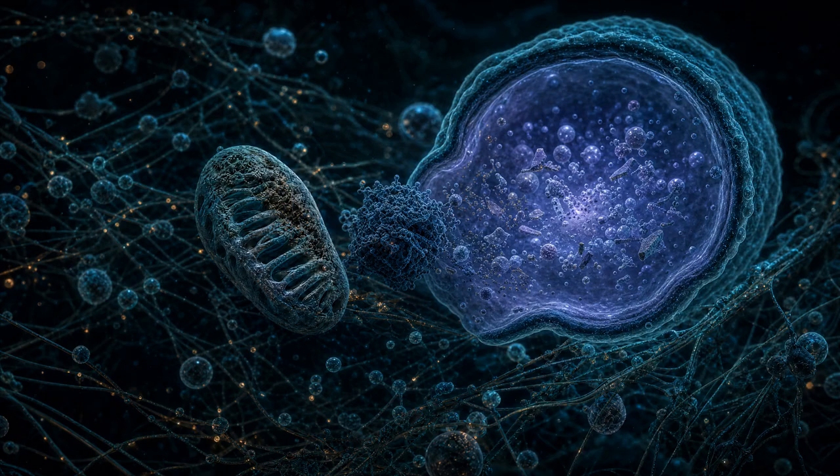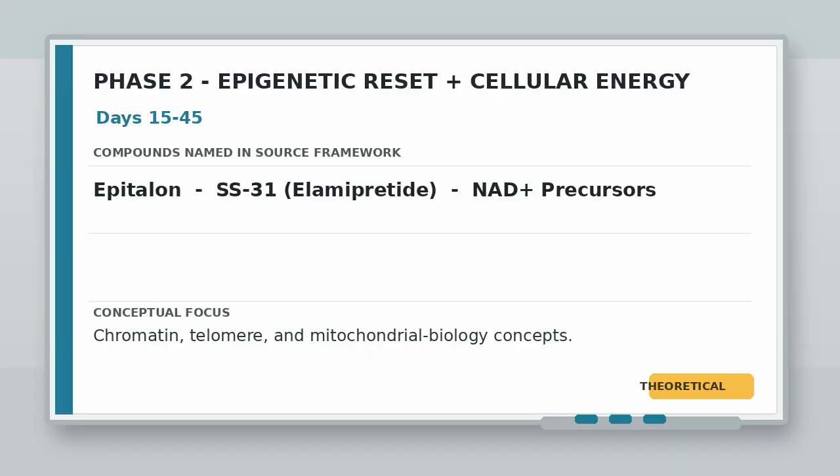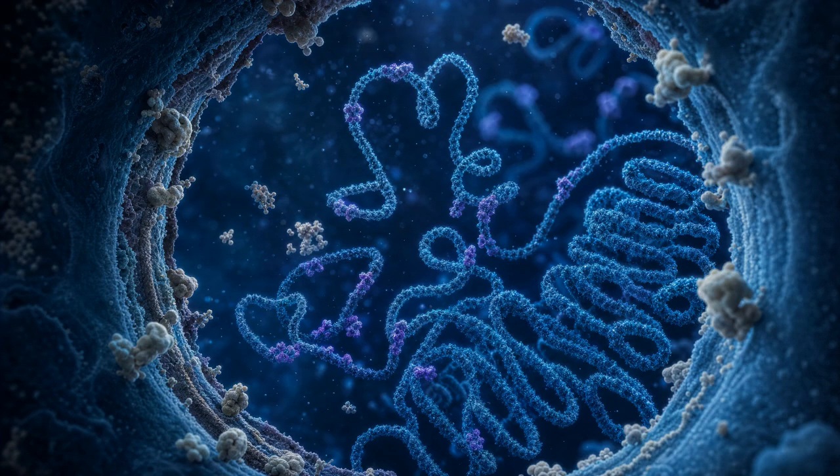Phase 2. Overview. Epigenetic reset. Moving into Phase 2, from days 15 to 45, the focus shifts to reprogramming your DNA and recharging your cellular batteries. With the toxic burden cleared, we can target epigenetic drift, telomere attrition, and mitochondrial dysfunction in the remaining healthy cells.